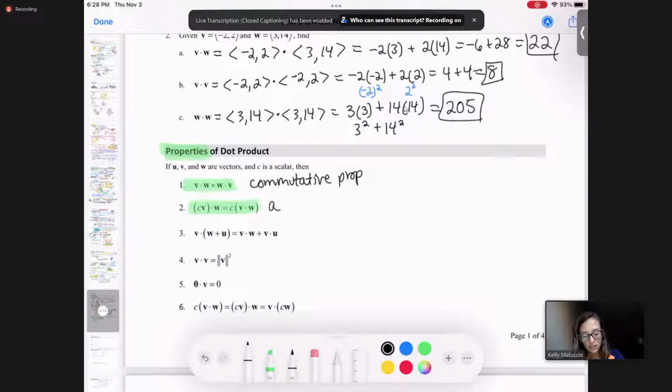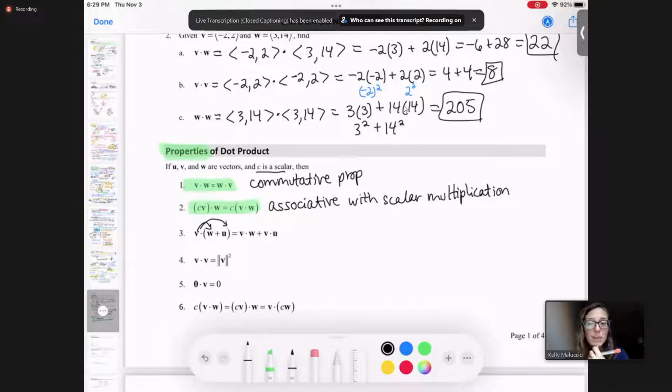This is the associative property with a scalar, where c is just a number like 2 or 5 or -1. So it's associative with scalar multiplication. Okay, I really can't spell. Multiplication. Then we have this next one, which hopefully you recognize, the distributive property.